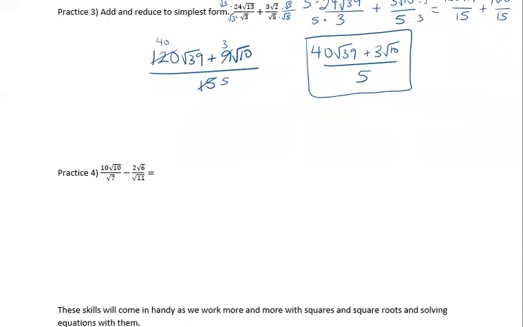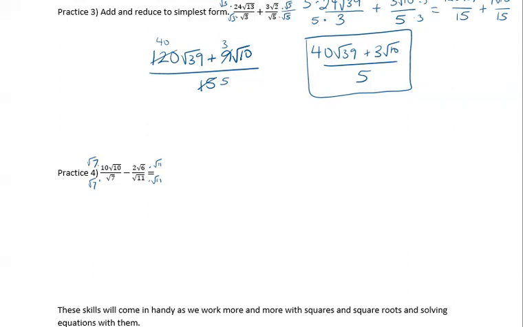Last one down here, I have 10 square roots of 10 over the square root of 7 minus 2 square roots of 6 over the square root of 11. So I'm going to multiply this one by the square root of 7 on both the top and the bottom, and this one I'll multiply by the square root of 11 on both the top and the bottom. Now I'm going to do a trick here that I will show you. These start to get some big numbers inside the square root, so I'm going to actually leave them factored.